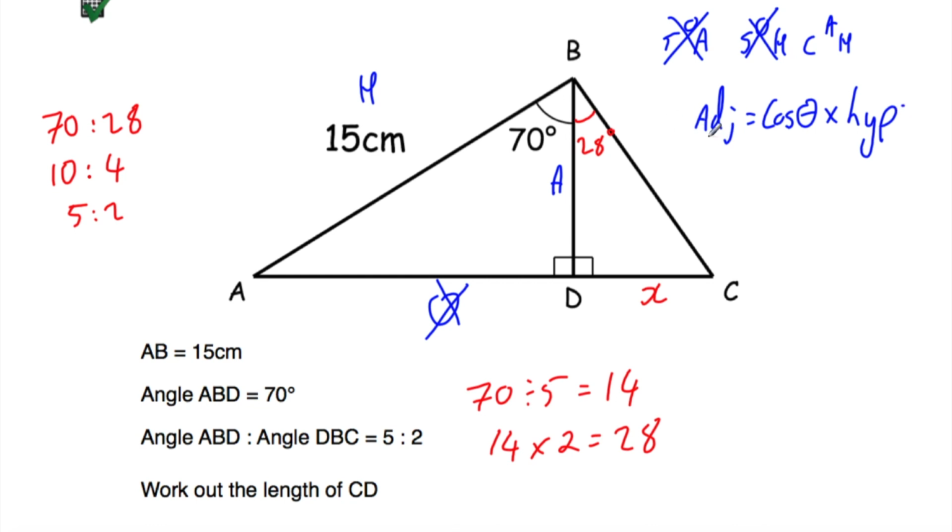So let's substitute our values. The adjacent, well, that's BD, so BD is equal to the cos of the angle, so that's the cos of 70 degrees, close brackets, multiplied by the hypotenuse, which is 15. So if we do the cos of 70 multiplied by 15, it'll give us the length of this side. So let's do that. So BD equals 5.13030215 and so on. So that's the length of that side, 5.13 and so on centimeters.